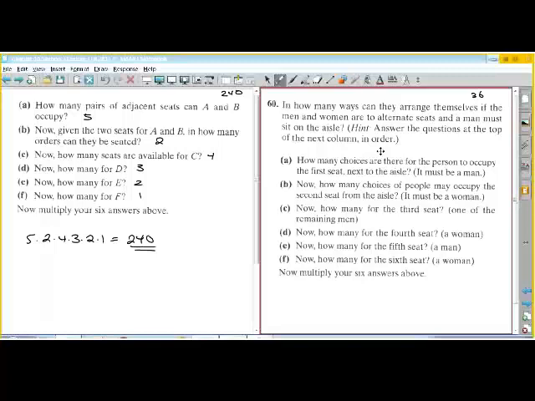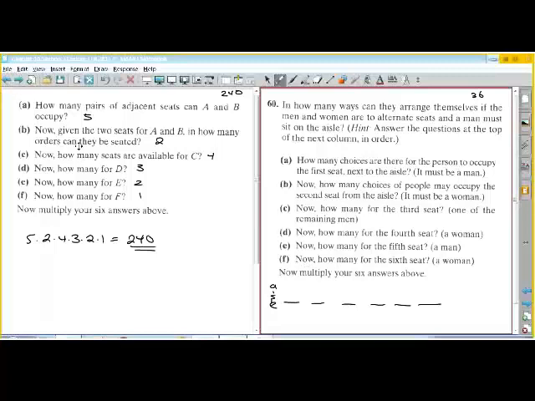So you've got 3 men and 3 women, so the aisle seat has to be a man. So how many men do you have to choose from for that first seat? Anybody? So nobody's been seated yet. So I have 3 men, right? So to fill that first seat, let's just draw the seats down here. So here are the 6 seats. This is the aisle. It says, how many choices are there for the person to occupy the first seat next to the aisle? That's that one. It must be a man.